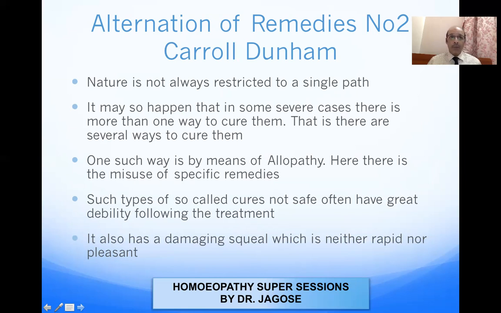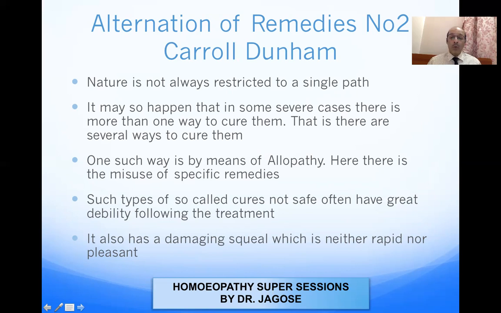As you all know, during Hahnemann's era, there were many different systems of medicine which gained popularity. Each one of them had its own advantages and disadvantages. They lasted for some time and they crumbled after some time. Allopathy was the most common method of treating patients during Hahnemann's time, which had disastrous results and great side effects. Here there is a misuse of specific remedies. In allopathy, basically, they use specific remedies to treat specific disorders.